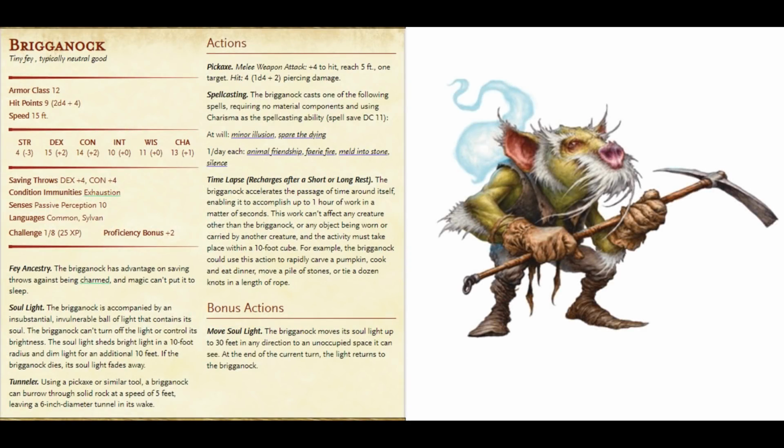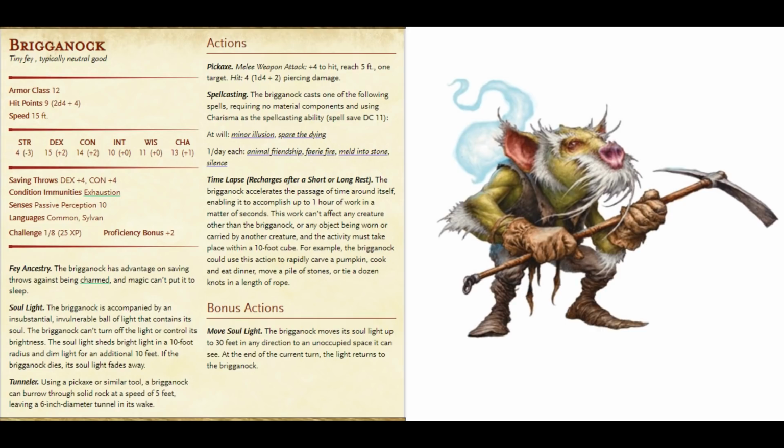Next up is number 7, the Brigganocks from the Wild Beyond the Witchlight adventure path. This is only challenge rating 1/8, so you can summon 8 of these. If you're just looking to do damage, these pull in around 17 damage per round total, and only have a measly 9 hit points each. They are tiny, so space is no problem. But the interesting thing is the other things the Brigganocks can do. They can tunnel through solid rock at 5 feet per round, leaving a 6-inch wide tunnel. They also have a special feature where they can do an hour of work in a matter of seconds once per rest. So 8 tunnelers doing 1 hour of this tunneling in a few seconds, I mean, that's like a Pass Wall spell.